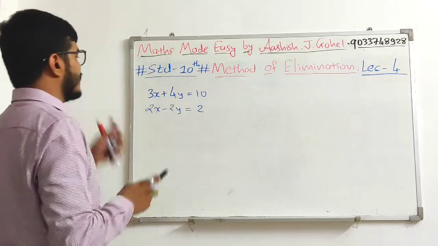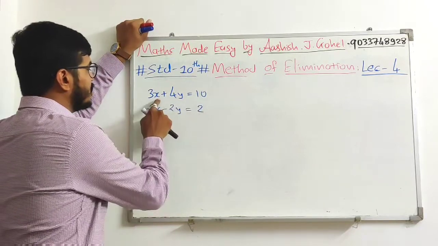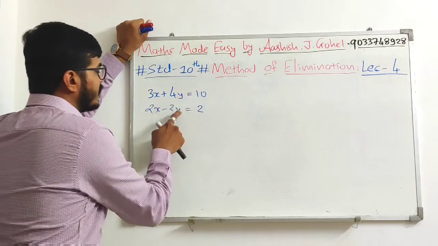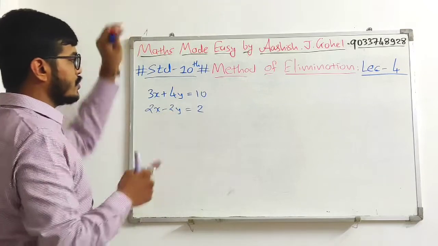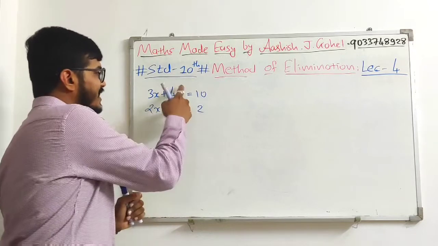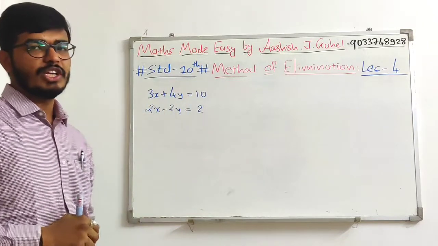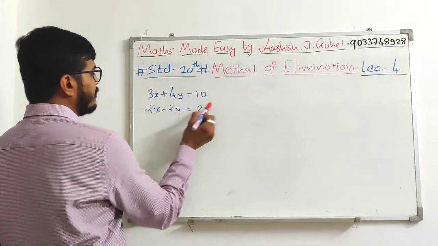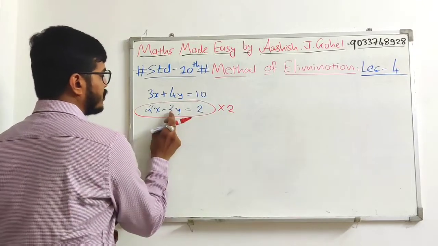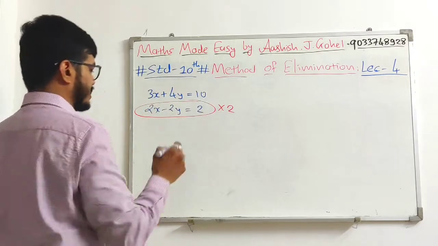Okay, that means what? See, here 3x plus 4y is equal to 10 is there. Here 2x minus 2y is equal to 2 is there. So here the coefficient of x is 3, coefficient of x is 2. Here coefficient of y is 4. Here coefficient of y is minus 2. So we need to multiply with such a number by which any one coefficient will be equal in both the equations. So here it is easy: if I multiply this equation with 2, then 2 into 2 will be 4 and this coefficient will match with the first one. Okay, so let us do that process.